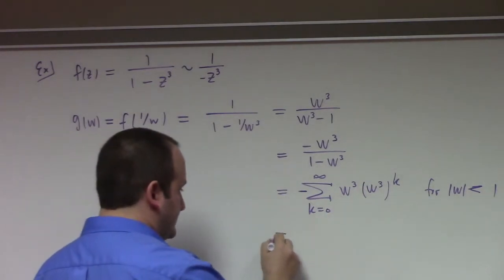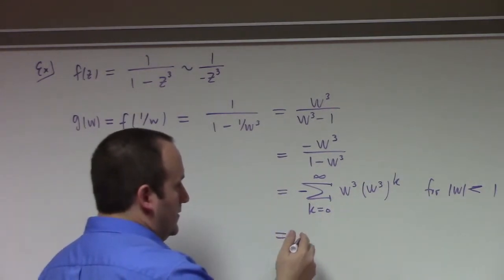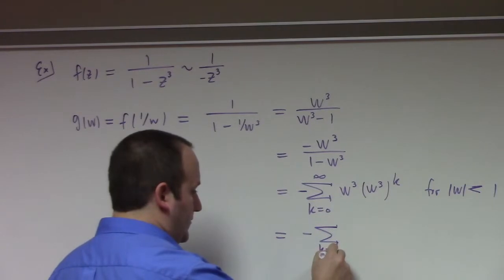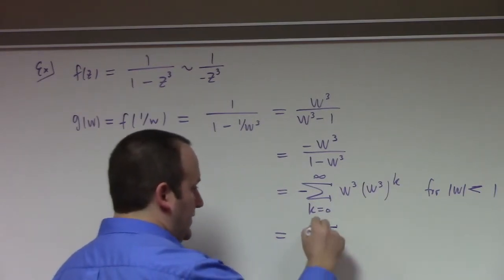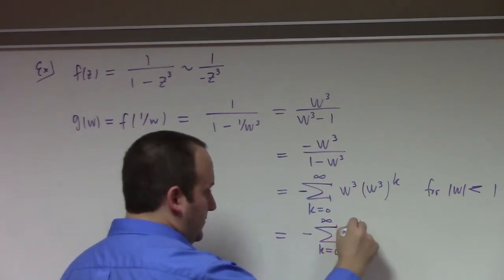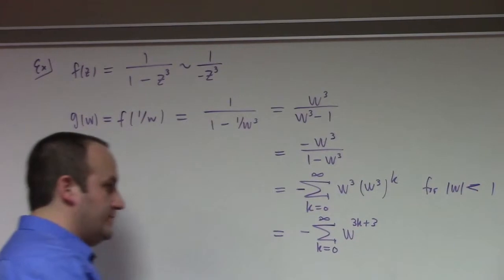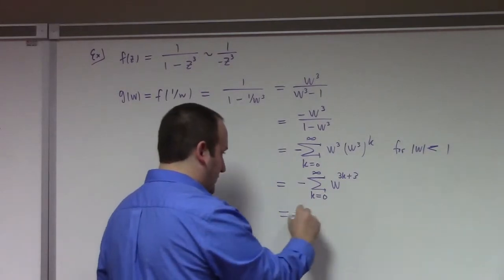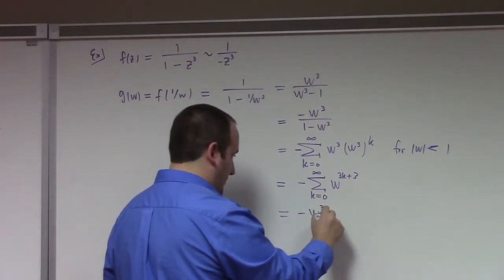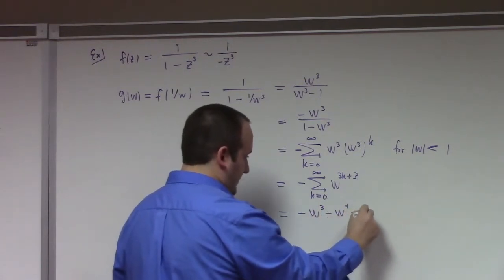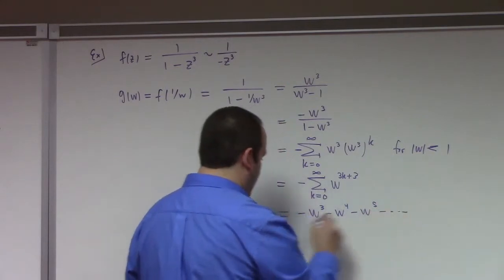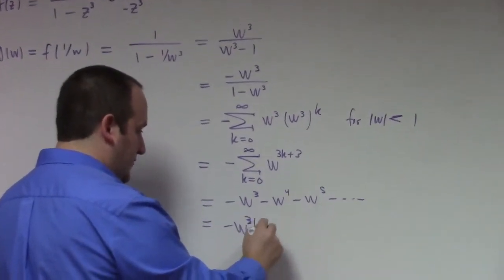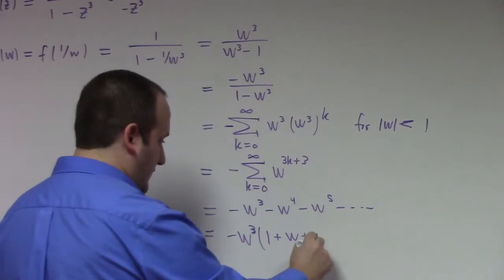So anyway, what do we have? We got minus the sum k equals 0 to infinity of w to the 3k plus 3, which I could rewrite as minus w cubed, minus w to the 4th, minus w to the 5th, and so forth. And you can factor out a minus w cubed, and you'd be left with 1 plus w squared plus, and so on.